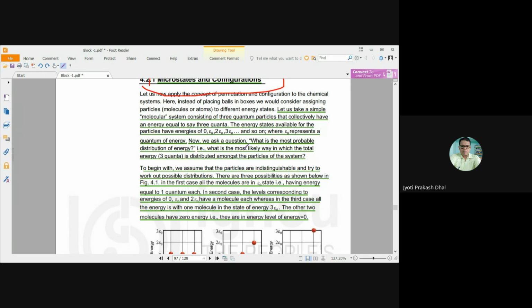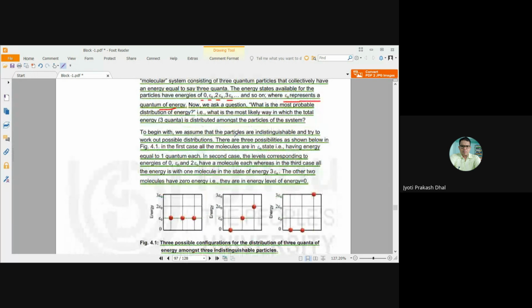Each particle has energy states: the ground state energy level, that is 0, then epsilon 0, then 2 epsilon 0, then 3 epsilon 0. These are the energy states available for the particles, and so on, where epsilon 0 represents a quantum of energy.